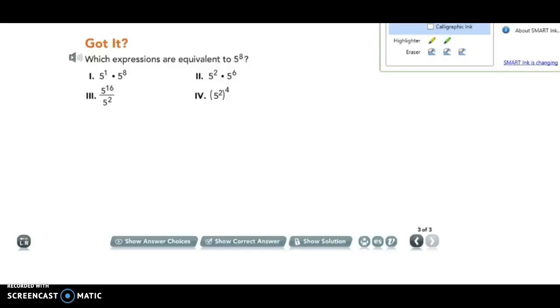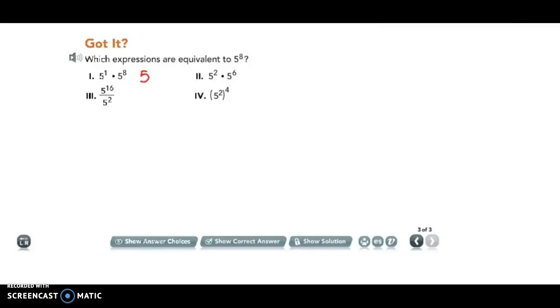So we're just going to go ahead and work each one. So this first one, I'm going to take my base and keep it the same. So 5 is going to be my base, and then I have 5 to the 1st times 5 to the 8th. I'm going to add those exponents and I'm going to get 5 to the 9th. Then on the second one, I'm going to have 5 to the 2nd times 5 to the 6th. When I multiply them, I'm going to add my exponents and I'm going to get 5 to the 8th. On my third one, I'm going to have 5 to the 16th over 5 squared. So I'm going to keep my base and I'm going to subtract my exponents. So 16 minus 2 is 14.